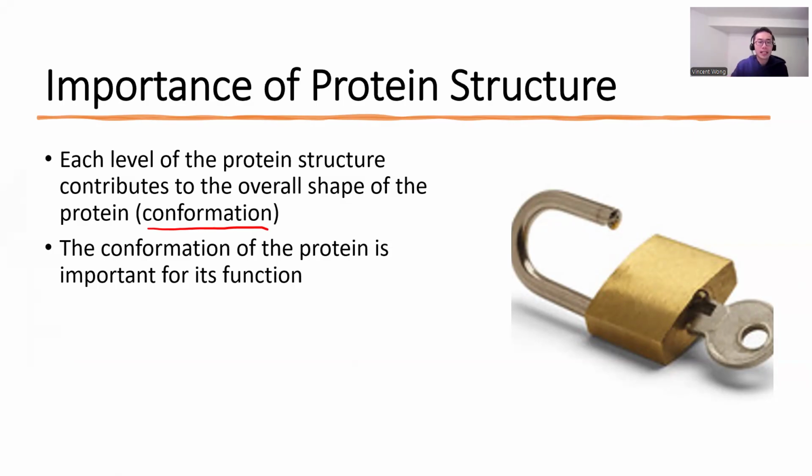So the shape of the protein is important for its function. It's a key and lock relationship. If you bend the key, if you change the shape of the key, it will no longer fit in the lock and you won't be able to open the lock, right? Similarly, if you alter the shape of the protein, then it will no longer work as it should. If the protein is responsible for performing some reactions in the body and you change the shape of the protein, then it will no longer be able to do that reaction for you.